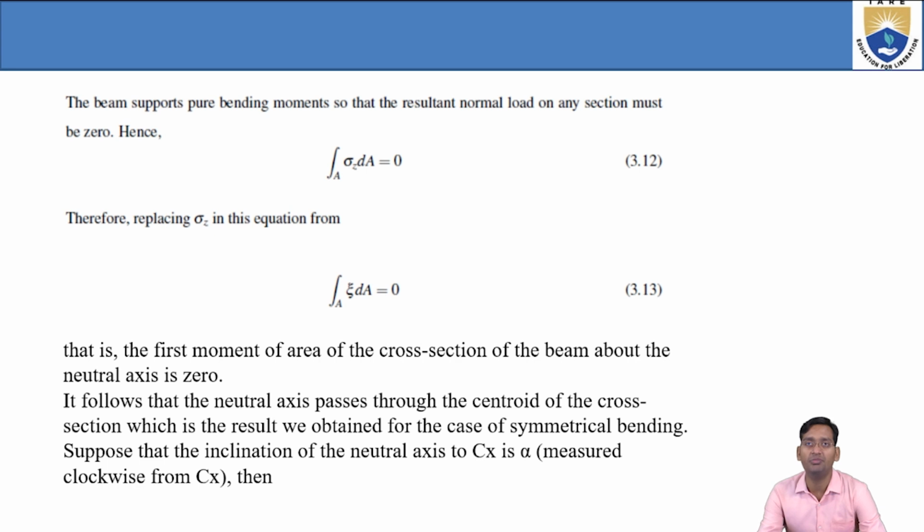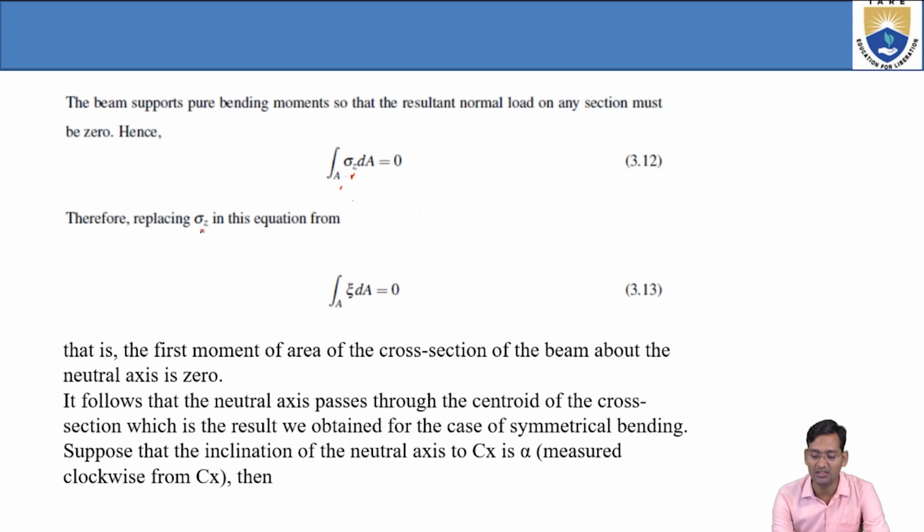The beam supports a pure bending moment, so the resultant normal load on any section must be 0. Whatever is there, if it is in equilibrium, must equal 0. That's why the integral over the entire area of sigma z dA equals 0. The sigma z into dA is a force, so the force should be equal to 0.